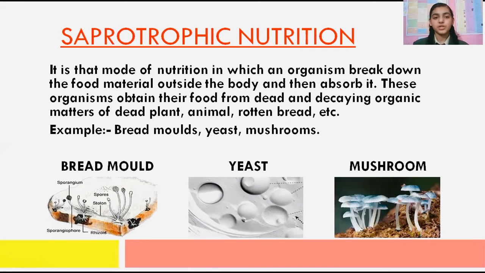Saprotrophic nutrition. It is that mode of nutrition in which an organism breaks down the food materials outside the body and then absorbs it. These organisms obtain their food from dead and decaying organic matter of dead plants, animals, rotten bread, etc. Example, bread mold, yeast, and mushroom.